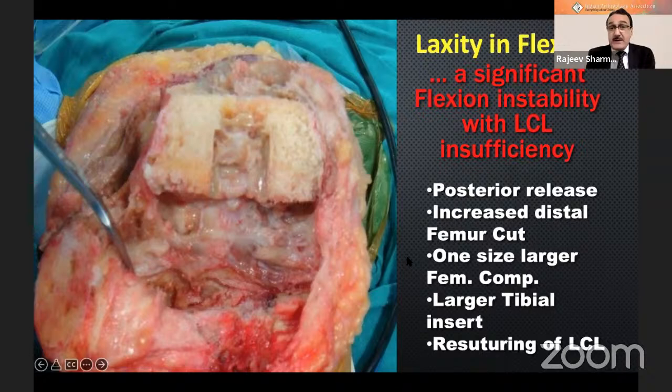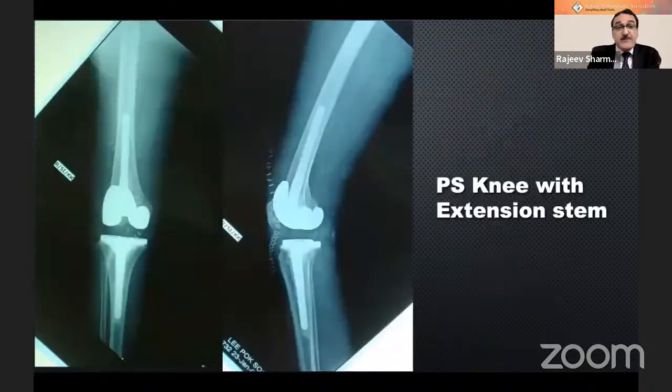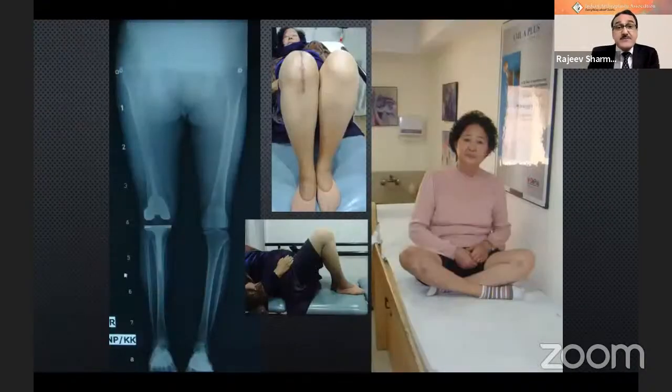My trick is to do more posterior release, increase the femoral component, bring the femoral component slightly down, use a one size larger femur and a larger insert, and if possible, do the suturing of the lateral collateral ligament. And that's what you see, and you can get away with the PS knee with extension stems. That's what you see in this patient's video.